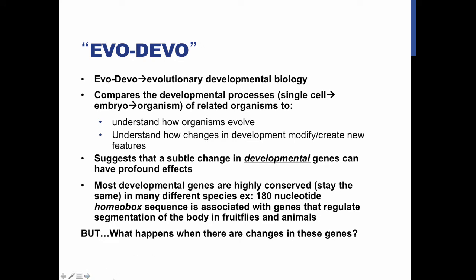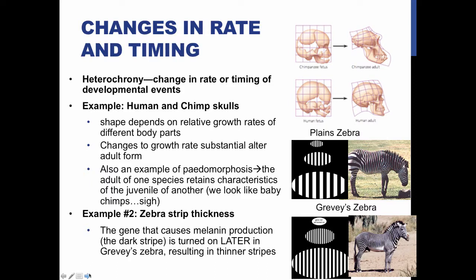But if we change those homeobox genes and when they're turned on and off, we can get different signals. So we can change them in different ways. One way we can change them is when they get turned on and off, and that can have huge effects. So we can see that in a couple of different examples.